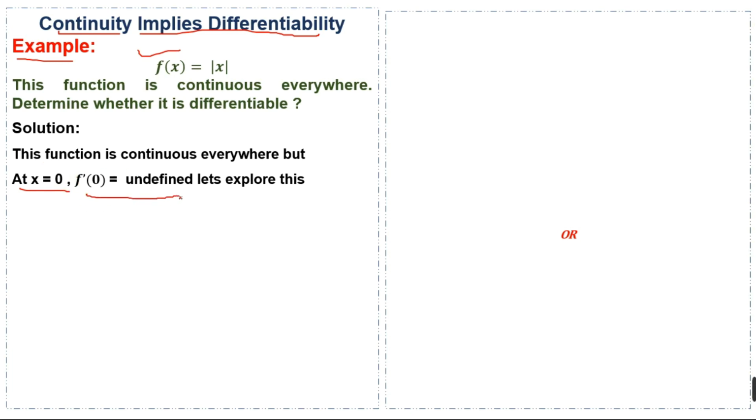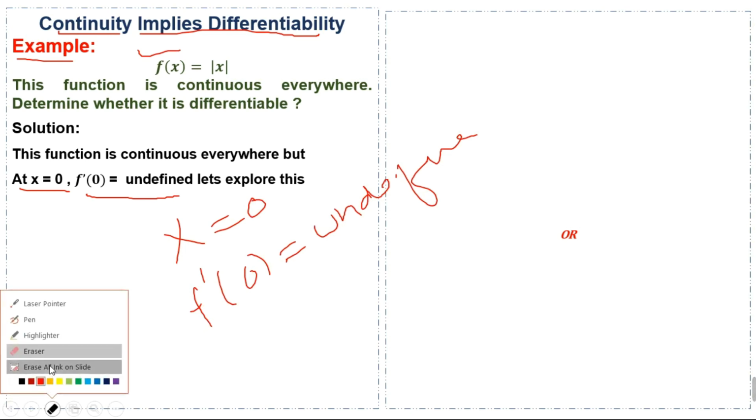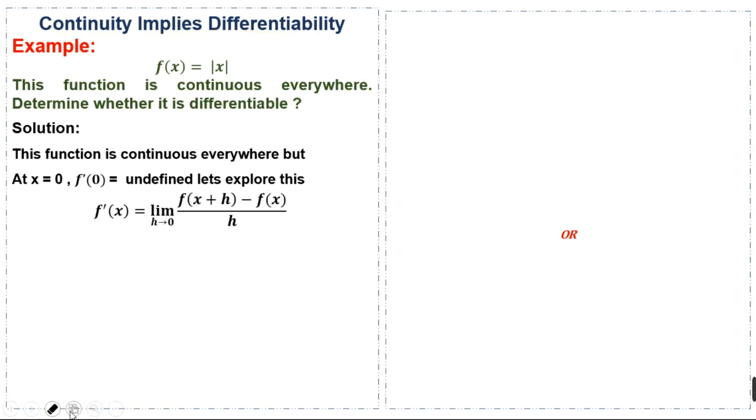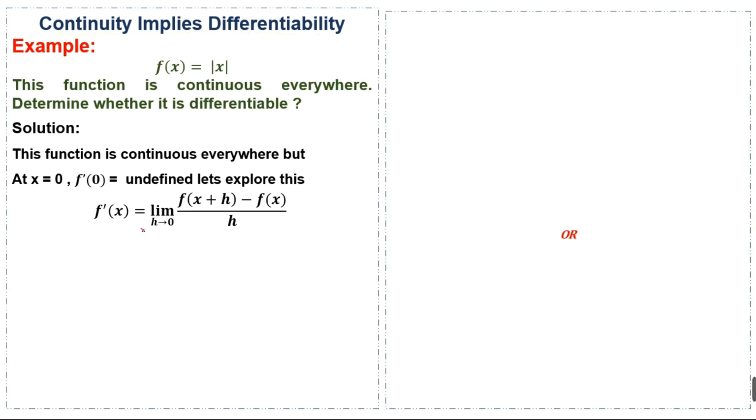We prove that at x is equal to 0, the derivative of the function does not exist. It is undefined at x is equal to 0. So we know the definition of the derivative, that is f prime of x is equal to the limit as h approaches 0 of f of x plus h minus f of x, divided by h.